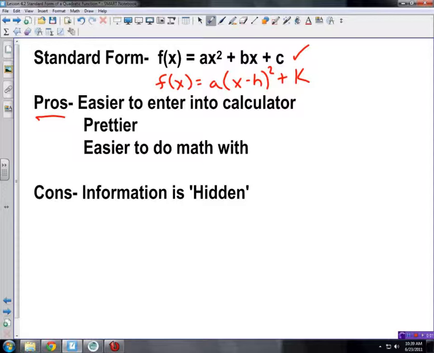The con is the information is hidden. If we remember in vertex form, the information was given straight to us, right? h, k is our vertex. a is our compression or our stretching. So it's still there, but it's hidden. We need to look for it and do some math to figure it out.